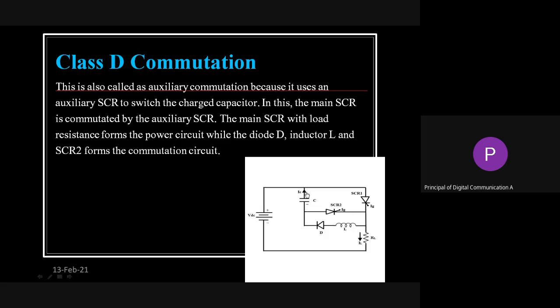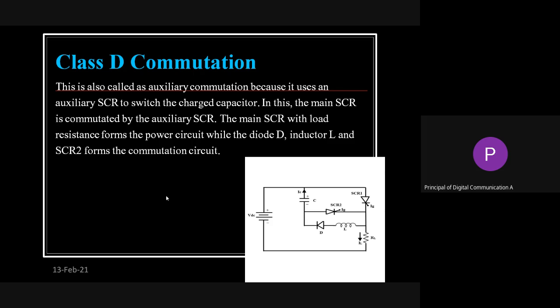And due to the reverse voltage across this capacitor applied to this SCR1, हे रिव्हर्स व्होल्टेज ह्या SCR1 च्या अक्रॉस अप्लाय होतं आणि हा SCR1 ऑफ होतो. And this is what our target is, to make the SCR1 off. So this is how this class D commutation is going to be used.